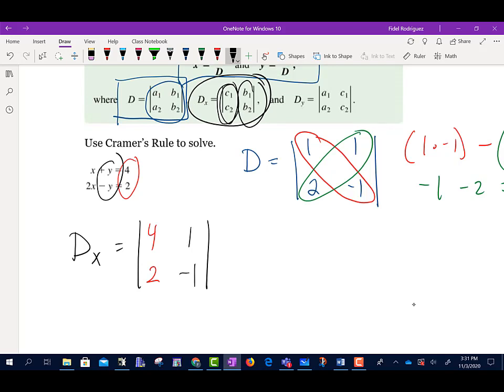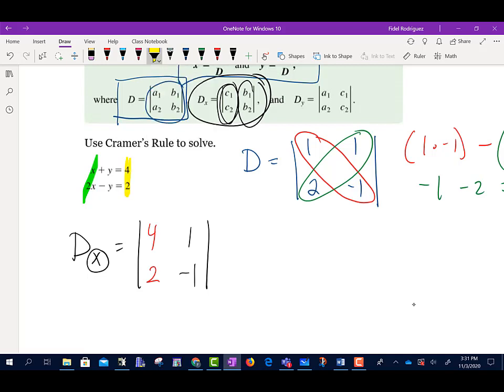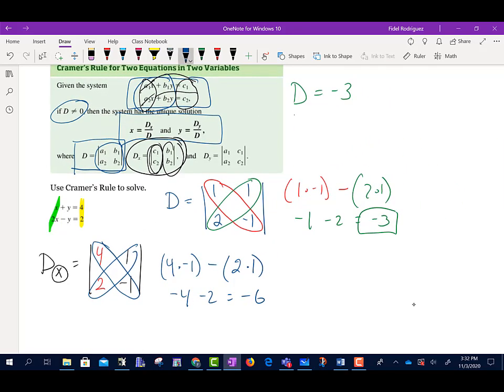So what I want you to kind of think about is, since we're looking for the x part here, this is the determinant with the x, we said we're not going to use these coefficients. Instead, we're going to replace those first ones with these here. Okay. Now, we can find our determinant. We're going to multiply. So we're going to take 4 times -1 minus 2 times 1. So this is going to be -4 minus 2. This is -6. Okay. So right here, I'm going to put Dx is -6.